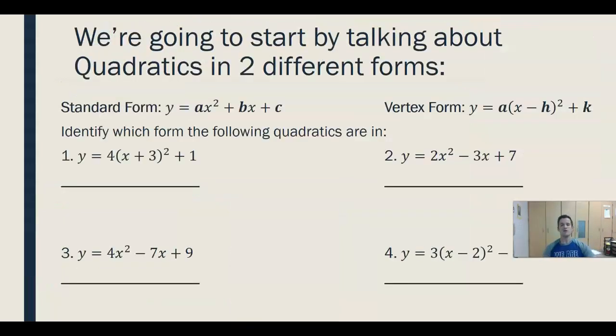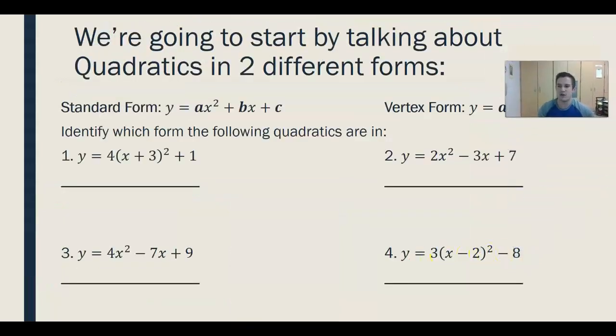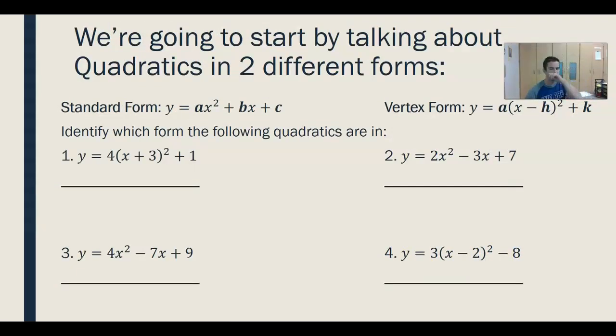Okay. Now that we've talked about these definitions, we're going to start talking about quadratics in two different forms. So standard form, ax squared plus bx plus c, which we've already discussed a lot in Unit 9 and Unit 10. And we're also going to start talking about vertex form. This form might be more familiar to you from Unit 8 when we were talking about parent functions and transformations.